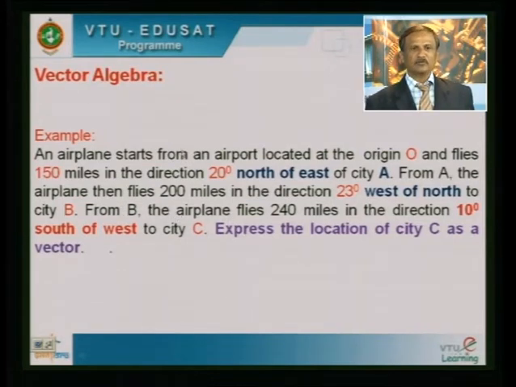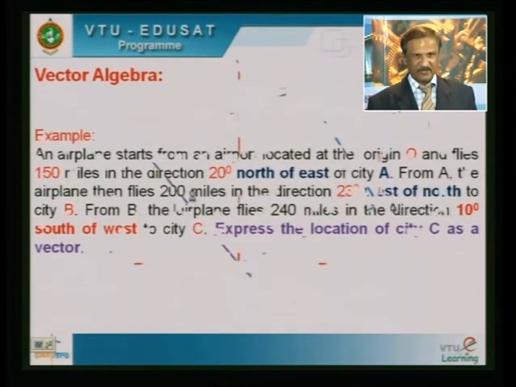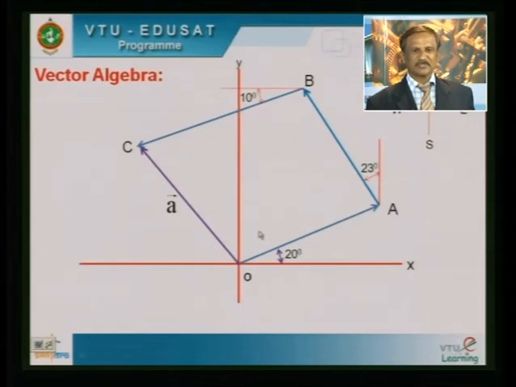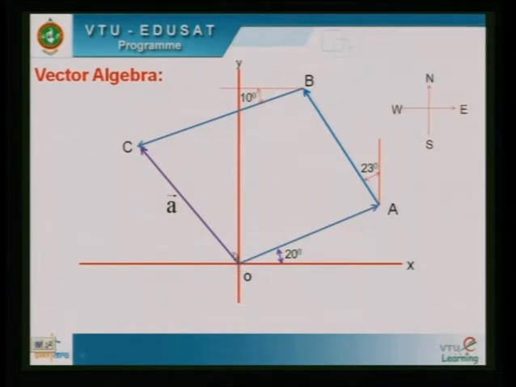So, now we want to write down the same problem in the form of a graph, or geometrically. How do we represent this problem? You can represent it geometrically in this form. O is the origin, or the initial position of the flight.